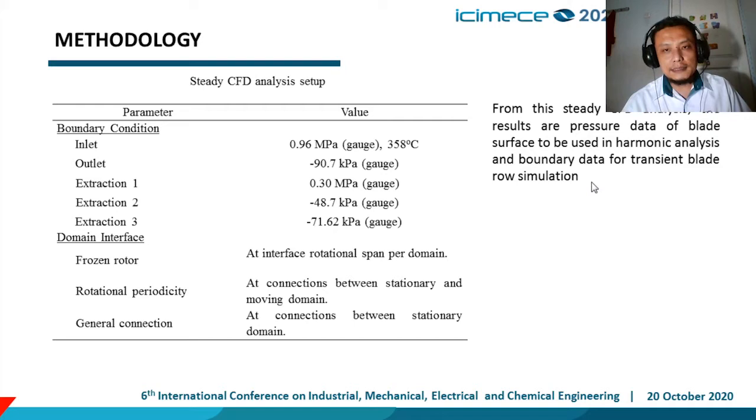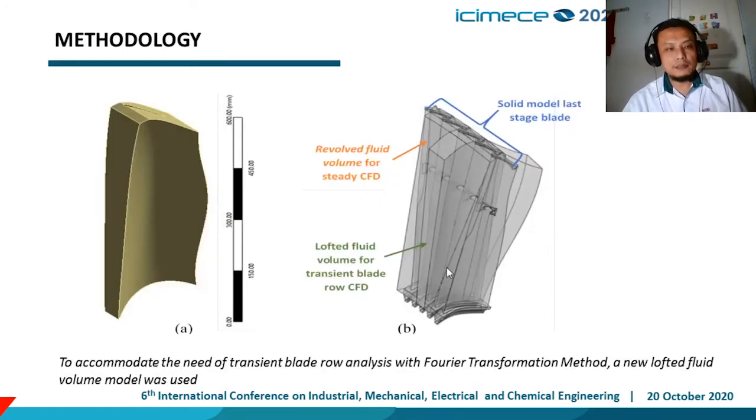From this steady CFD analysis, the results are pressure data of blade surface to be used in harmonic analysis and boundary data for transient blade row simulation. Methodology: to accommodate the need of transient blade row analysis with Fourier transformation method, a full lofted fluid volume model was used.